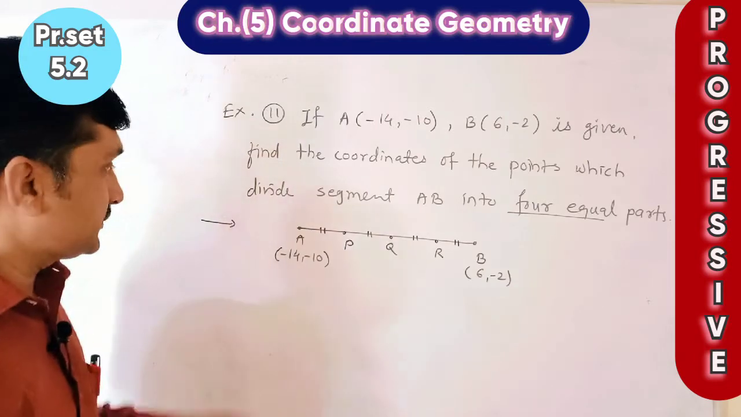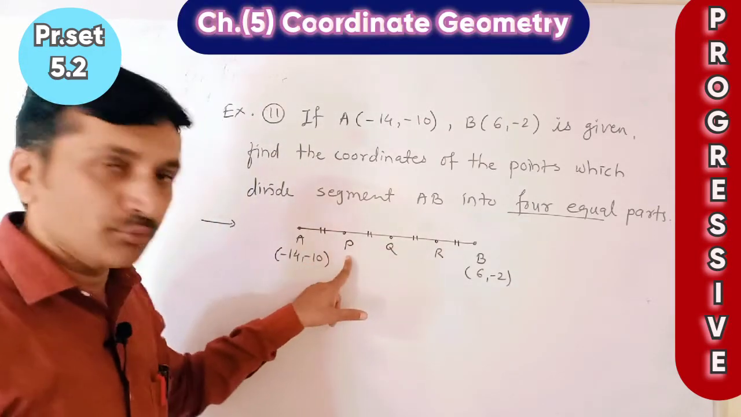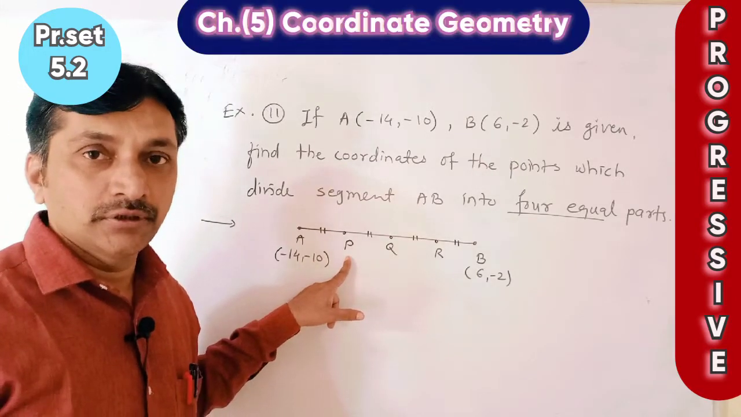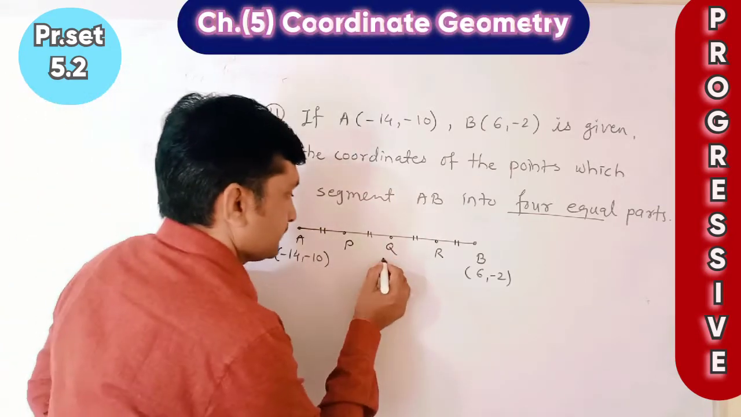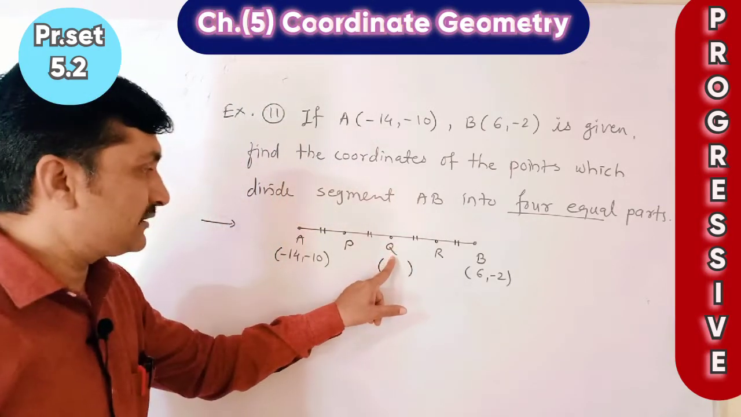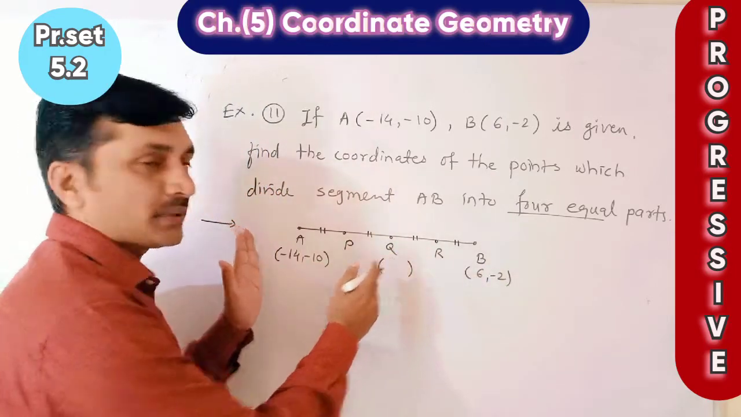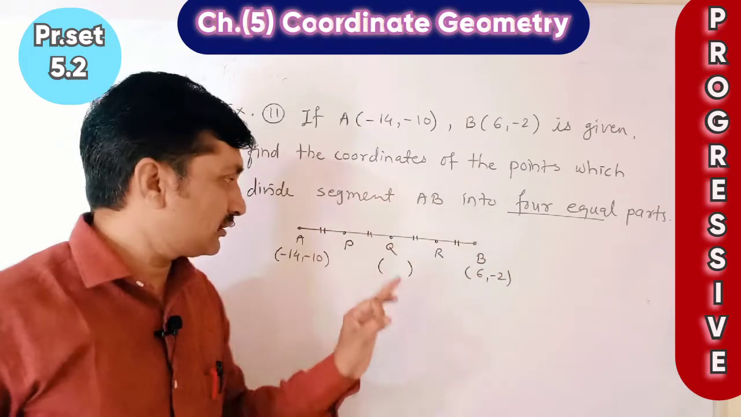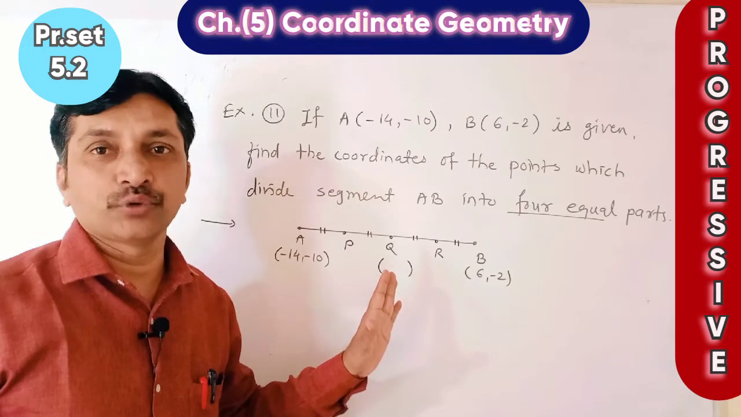Now let's see. You can start from P, no problem, but for that you have to use the section formula. But it is better to use the midpoint formula for Q. Q is the midpoint: on the right side there are two parts and on the left side two parts, which means Q is the midpoint of AB. So by the midpoint formula we get Q directly. No need to use the section formula.